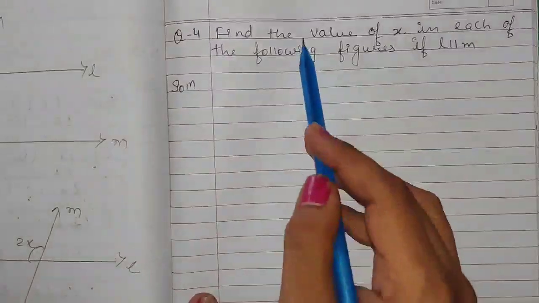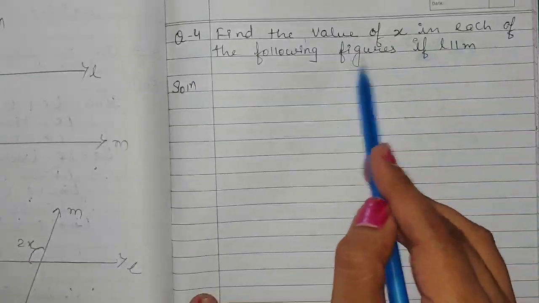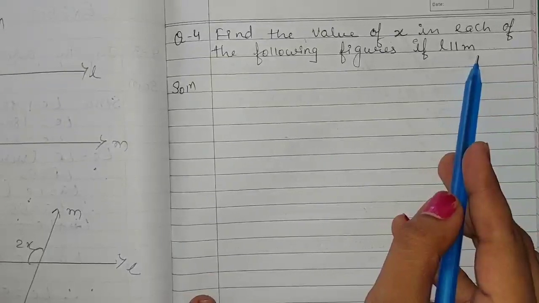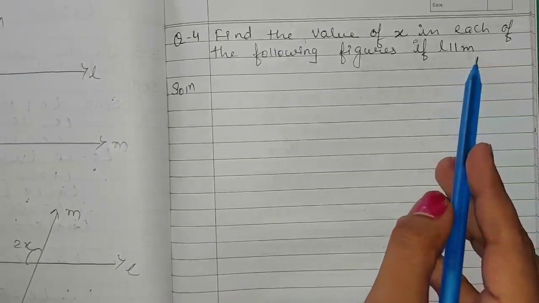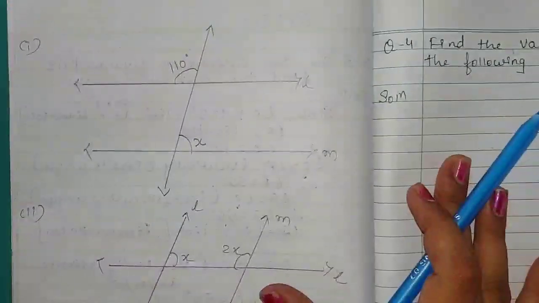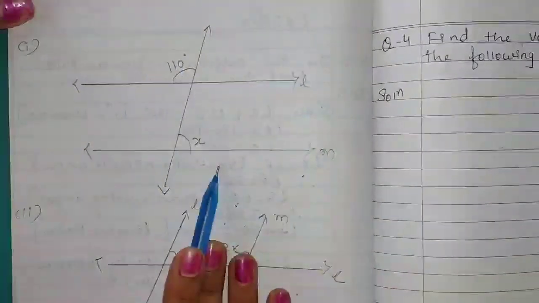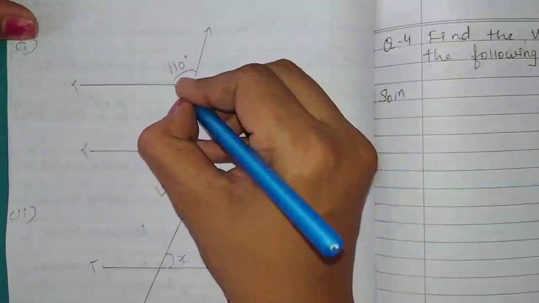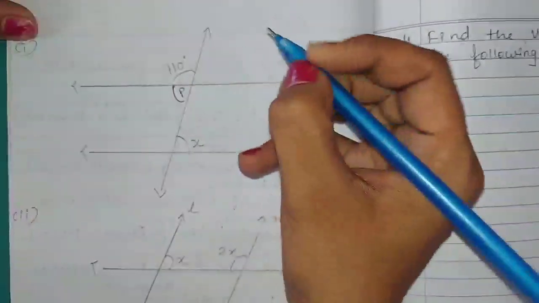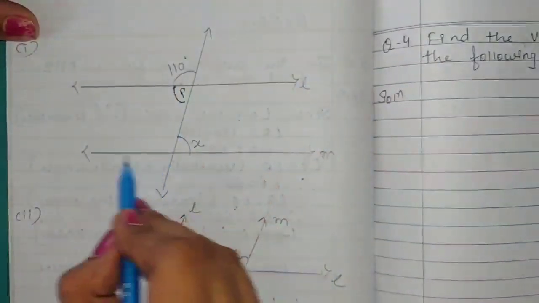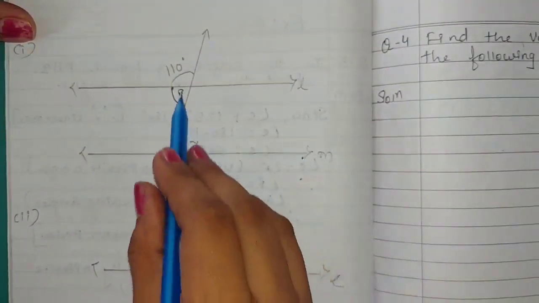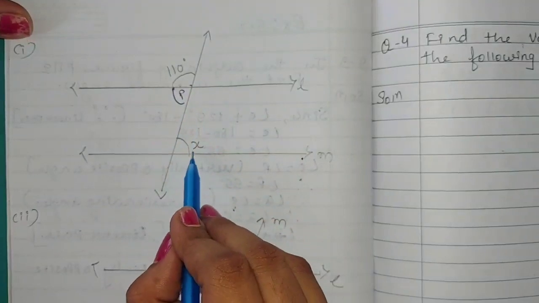Question number 4. Find the value of x in each of the following figures if L is parallel to M. So let us find the values of x in each of the following figures. Let us observe the figures. First one. This is the figure given. We have to find this value of x. So let us name this angle P. Now because of alternate angles, here x equals angle P.